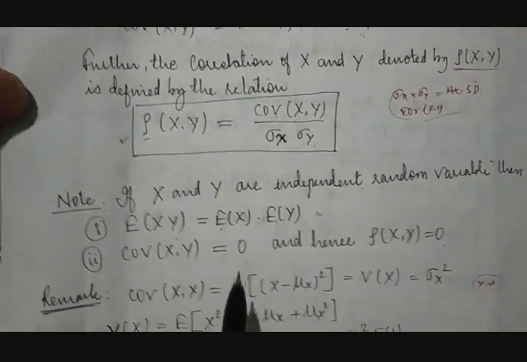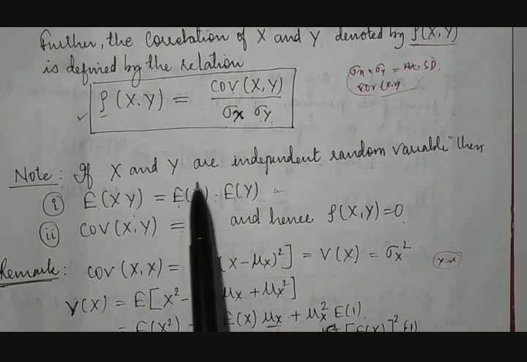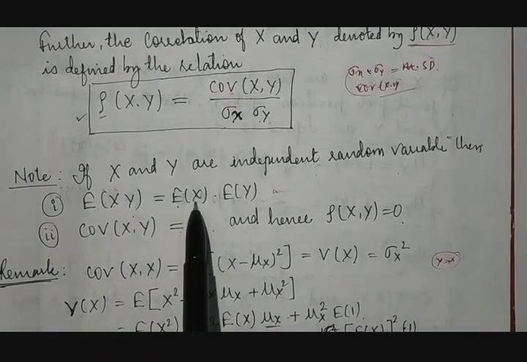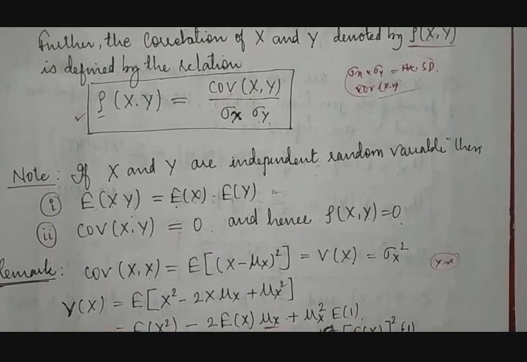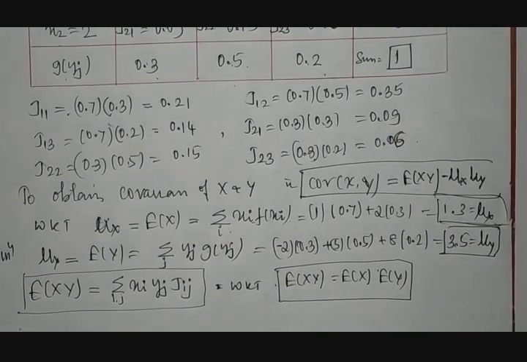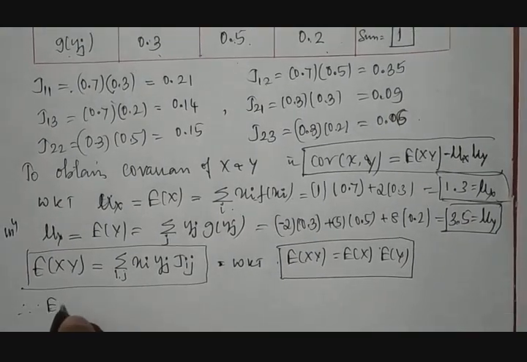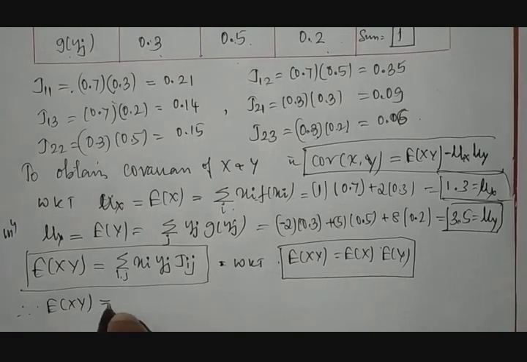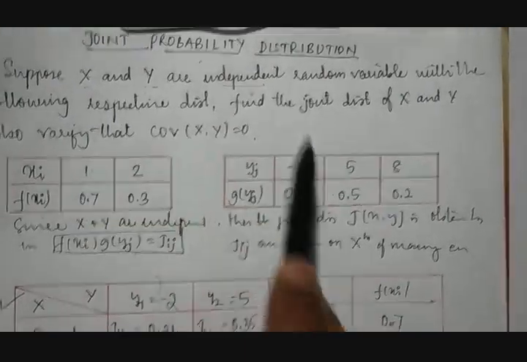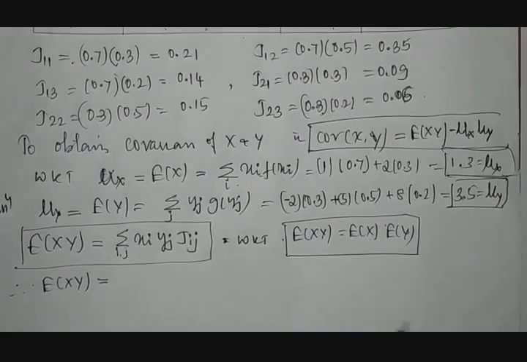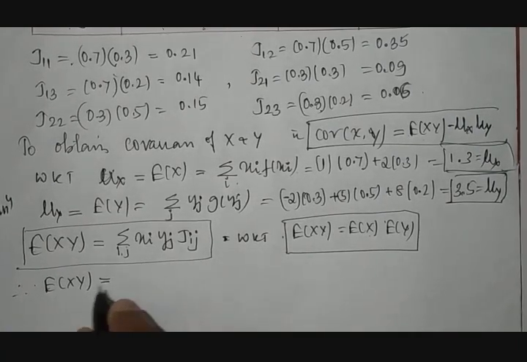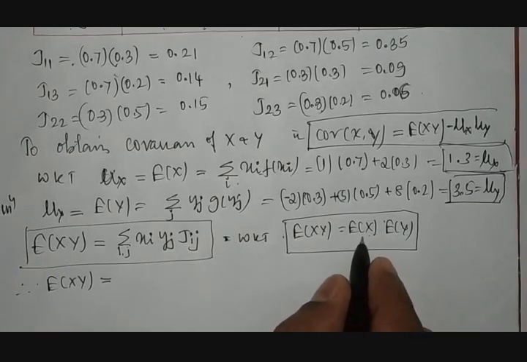We can see that result here. It is given in the note. If x and y are independent random variables, then expectation of xy is equal to expectation of x into expectation of y. So that has to be taken. Therefore, as per that, since in the example itself it is given that x and y are independent, we can take that. This example is eligible to go through this result directly.